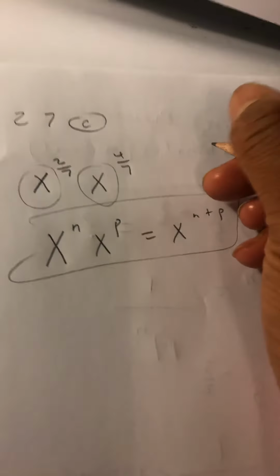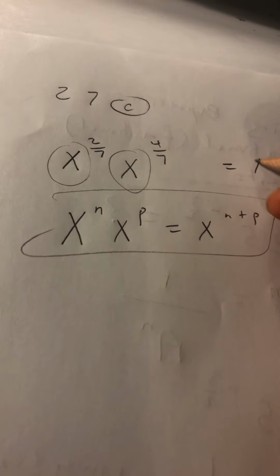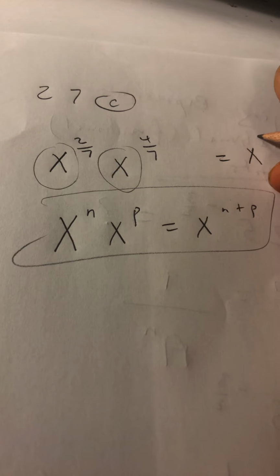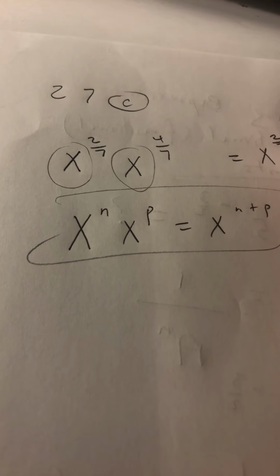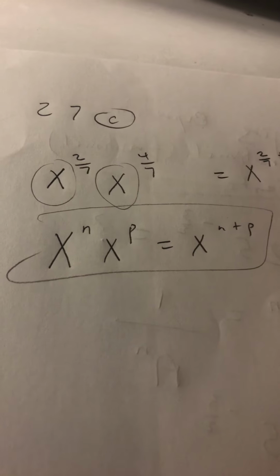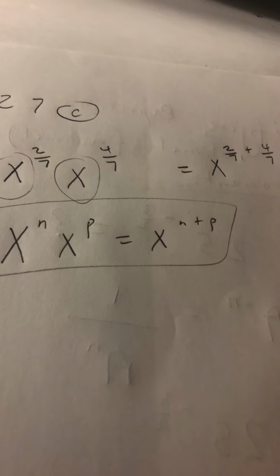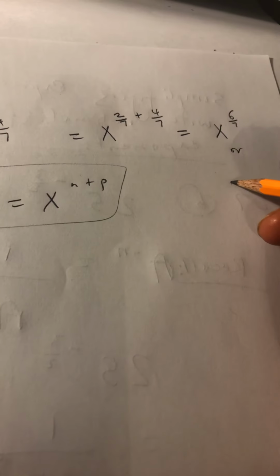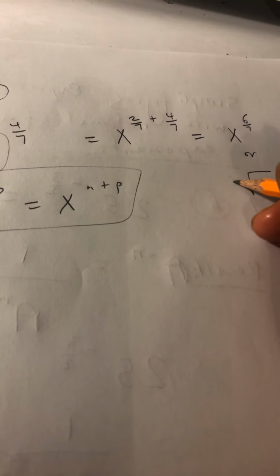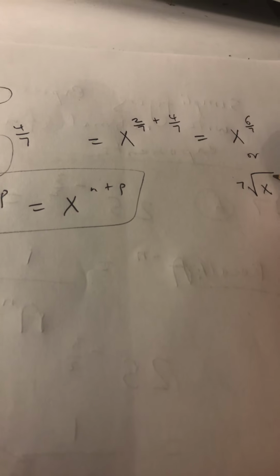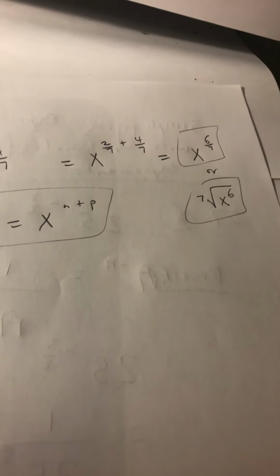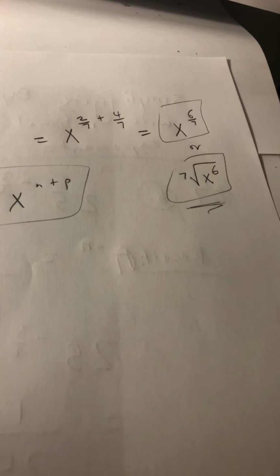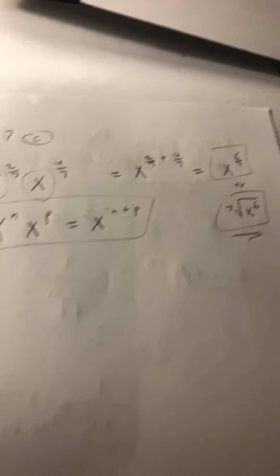So if that's the case, you go back to this. This is just going to be x to the n plus p, which is 2/7 plus 4/7, which is just going to be x to the 6/7, which you can write as that, or you can just rewrite it as the 7th root of x to the 6. So these two answers are equivalent. Most people might prefer this. It all depends.